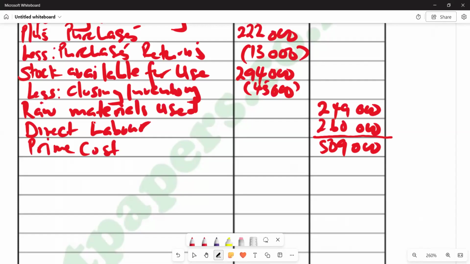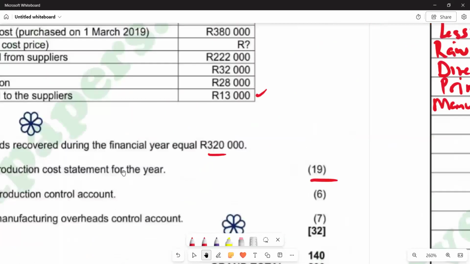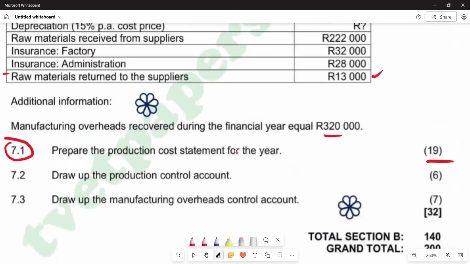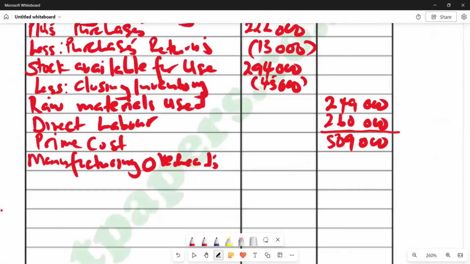Then beneath that, that's where we're going to have our manufacturing overheads. If you go to the question, you see that we have additional information which says manufacturing overheads recovered during the financial year equal 320,000. So this manufacturing overheads recovered is the figure that is supposed to come here as our manufacturing overheads, 320,000.